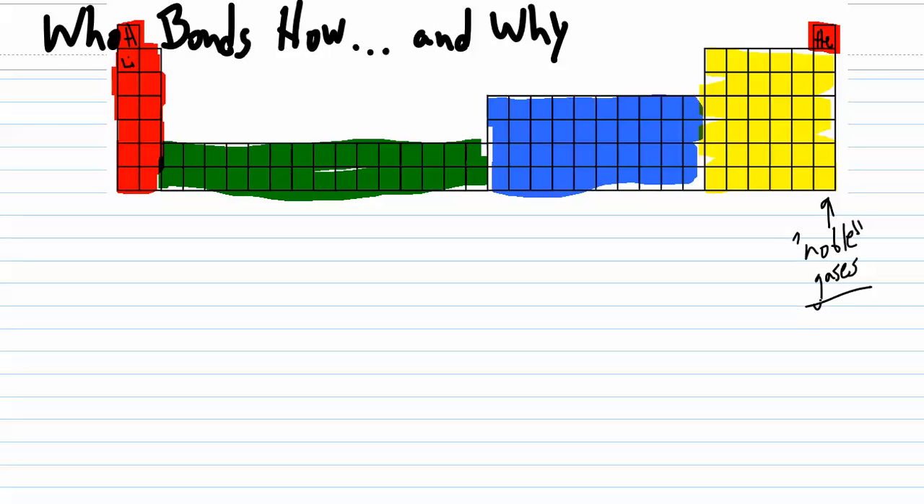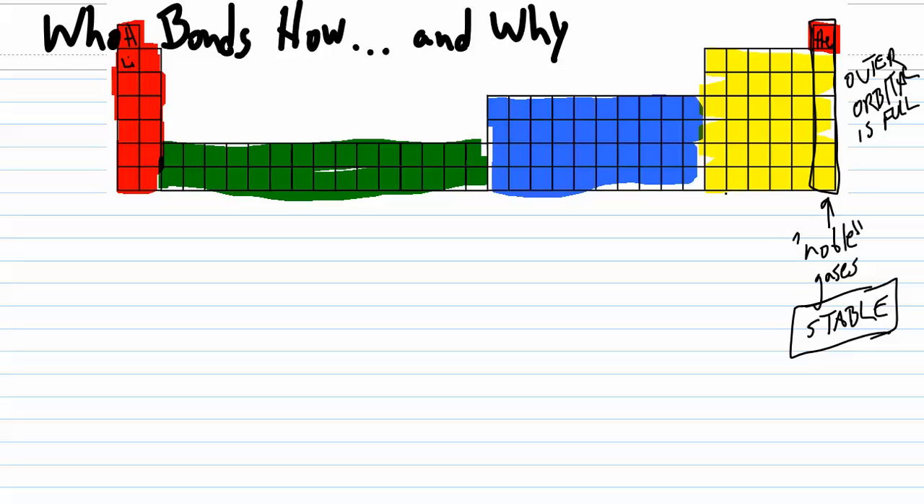So something about the noble gases makes them stable. And if you are stable, you don't really care to react chemically with anybody else. So these guys, why are they stable? Well, that's because their outer orbital is full of electrons. So their outer orbital is full.